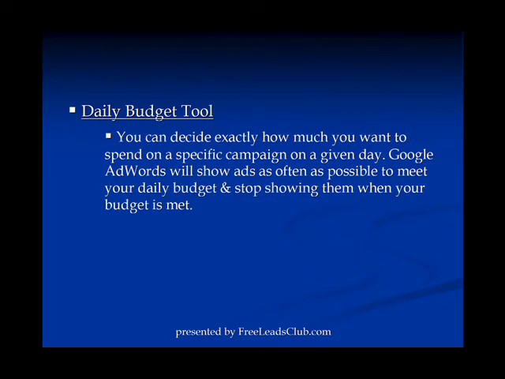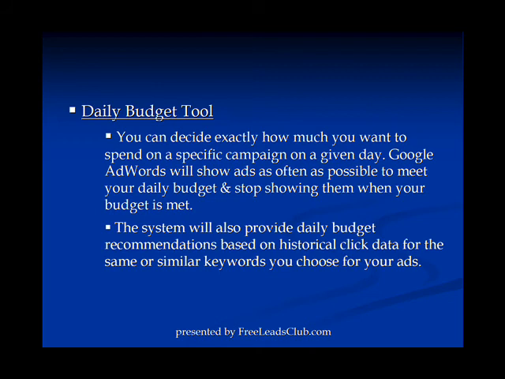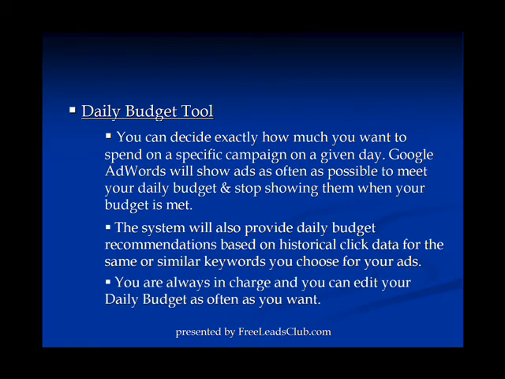You can also regulate how much you spend using AdWords with the daily budget feature. You can decide exactly how much you want to spend on a specific campaign on a given day. Google AdWords will show ads as often as possible to meet your daily budget and stop showing them when your budget is met. The system will also provide daily budget recommendations based on historical click data for the same or similar keywords you choose for your ads plus other factors. Of course, you're always in charge and you can edit your daily budget as often as you want.